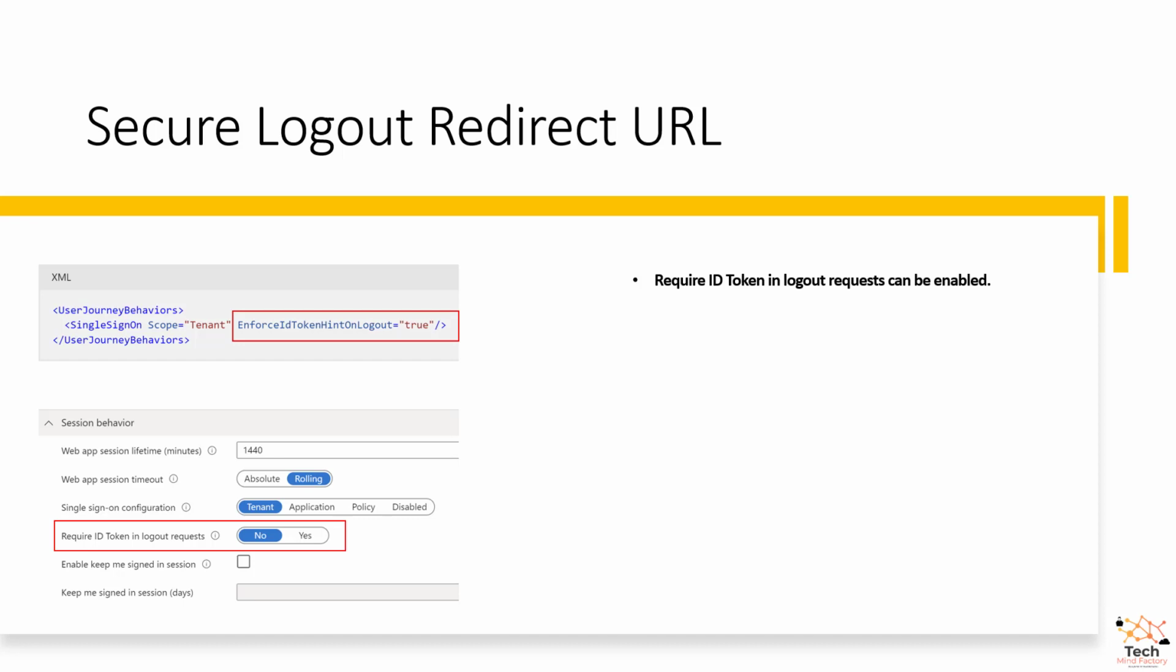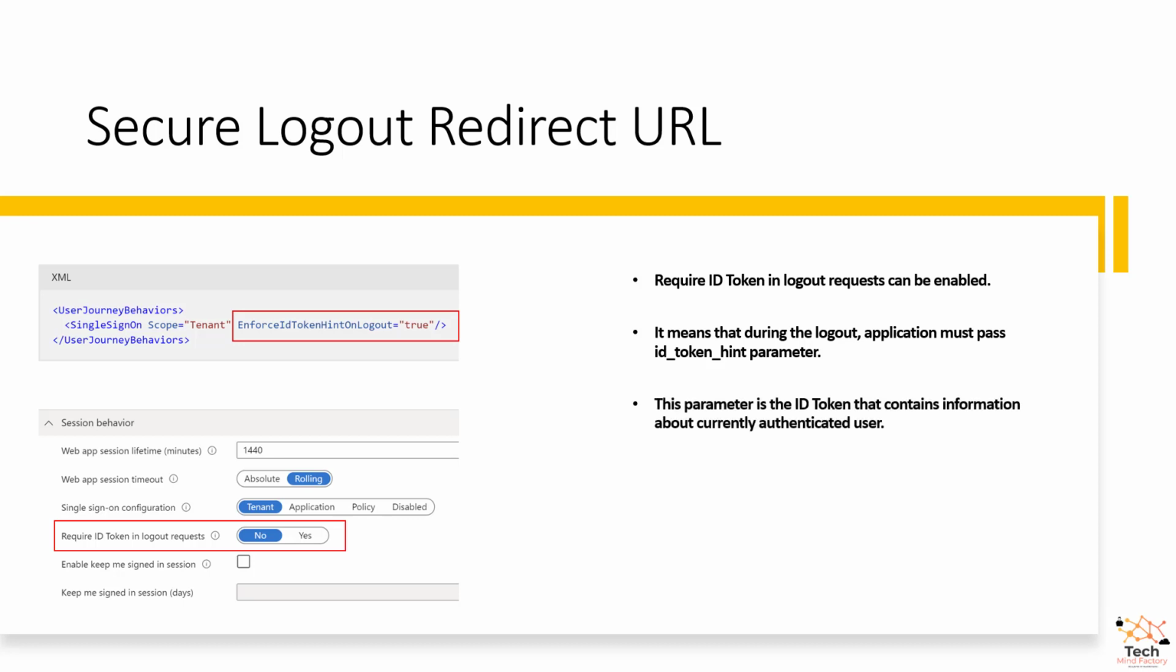Basically, when it comes to secure logout redirect URI, it is required to provide an ID token in the logout request. So when we send this logout request to Azure AD B2C, we have to include the ID token of the currently authenticated user in our application. It means that during the logout, applications must pass the ID token hint parameter. Just to clarify, this parameter is the ID token that contains information about the currently authenticated user in our application.